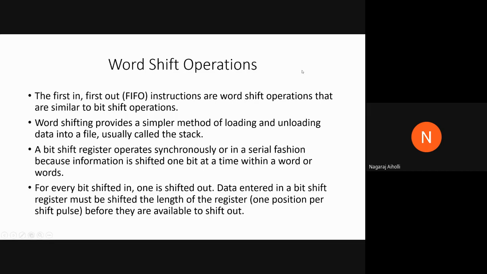But in word shift operations, one entire word, maybe 16 bits, is shifted from one source location to another location, that is, from source to destination. The first in first out instructions are word shift operations that are similar to bit shift operations. It is similar in principle, but in bit shift operation, the shifting takes place bit by bit, whereas in word shift operation, the shifting will take place word by word.